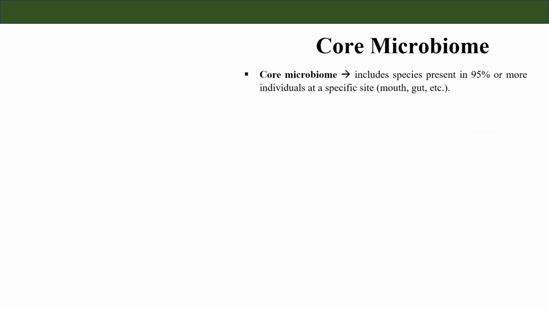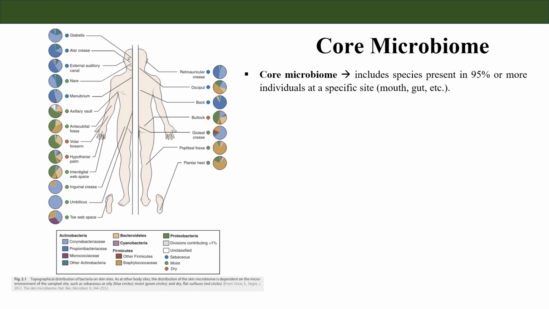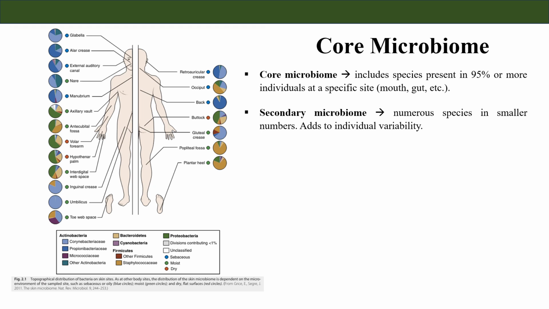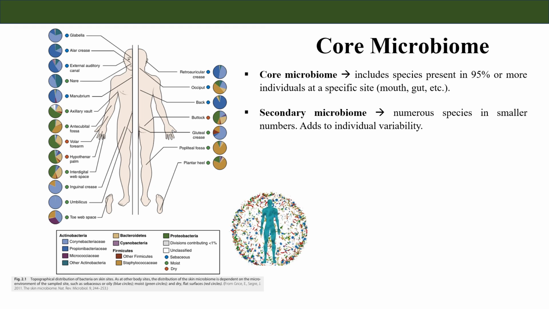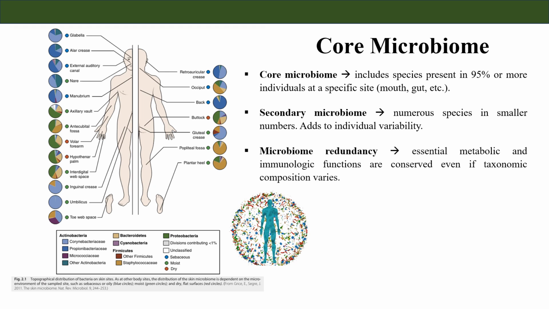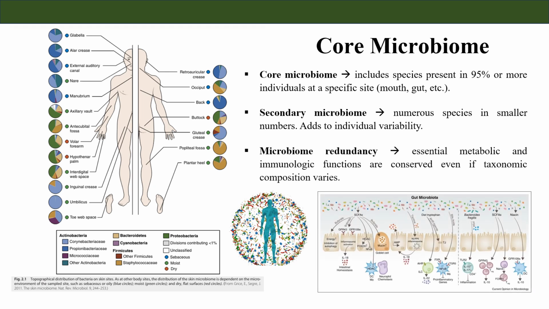Despite individual differences, most people share a core microbiome. This core microbiome includes species present in 95% or more individuals at a specific site, representing a large portion of the microbial population. The secondary microbiome, consisting of numerous species in smaller numbers, contributes to individual variability. Functionally, the microbiome exhibits redundancy, meaning essential metabolic and immunologic functions are conserved despite taxonomic variation.